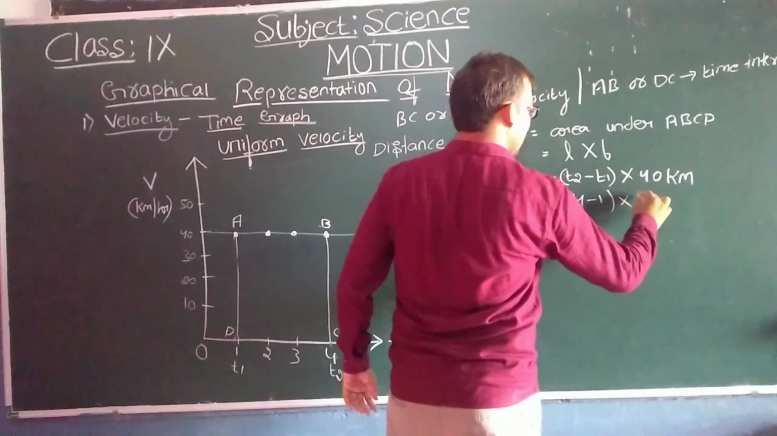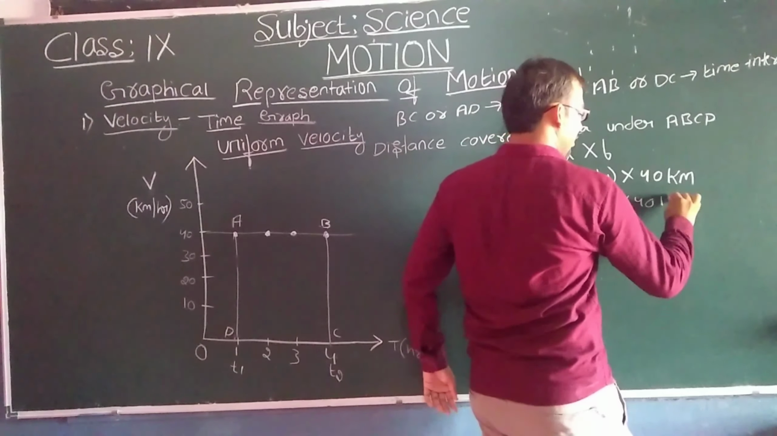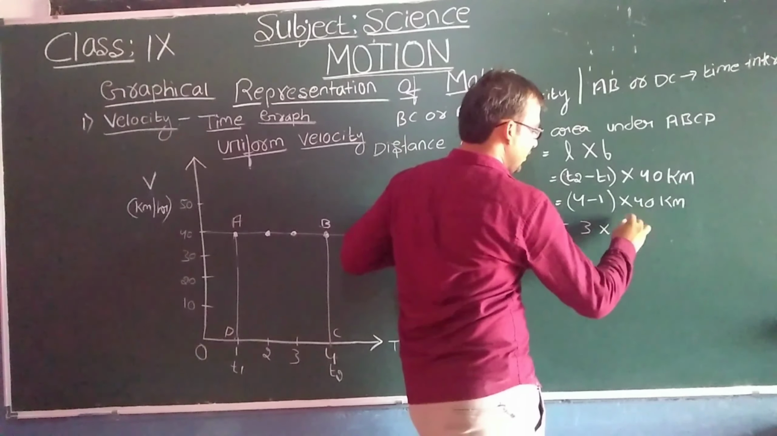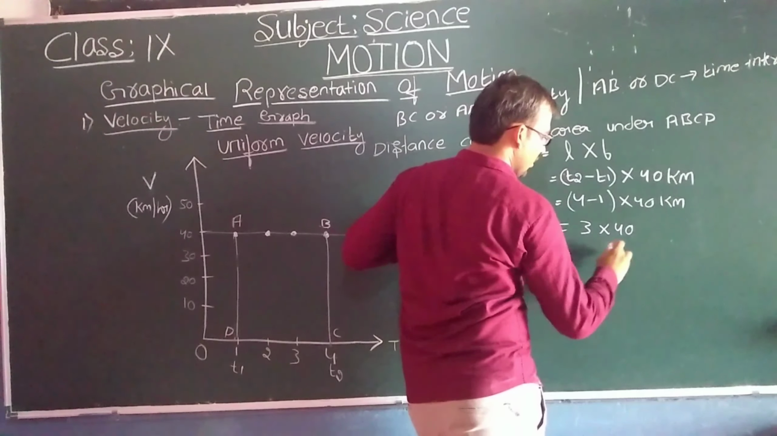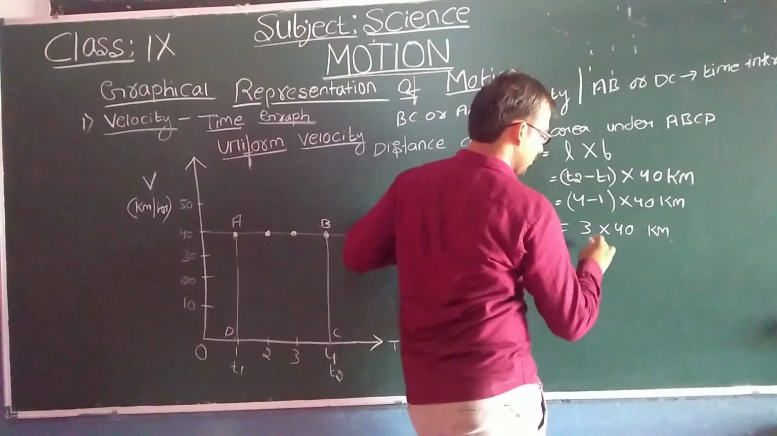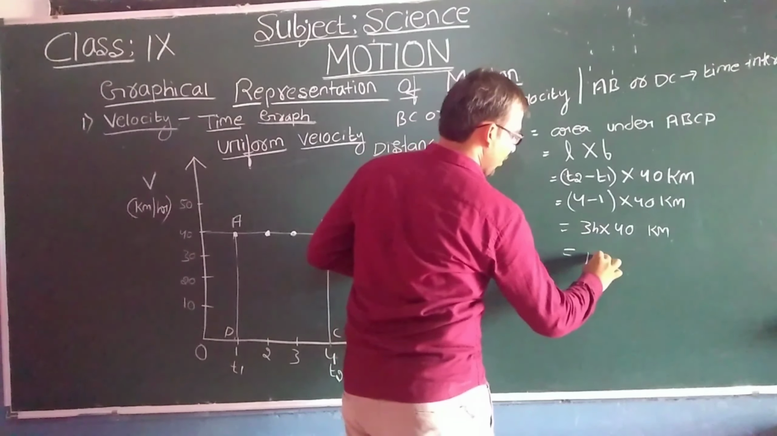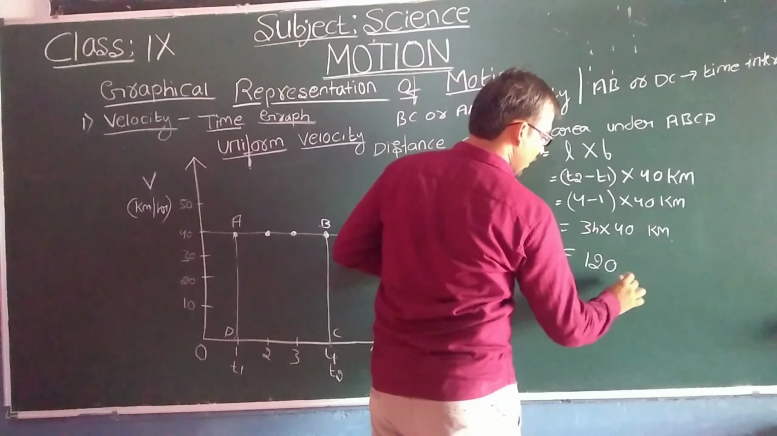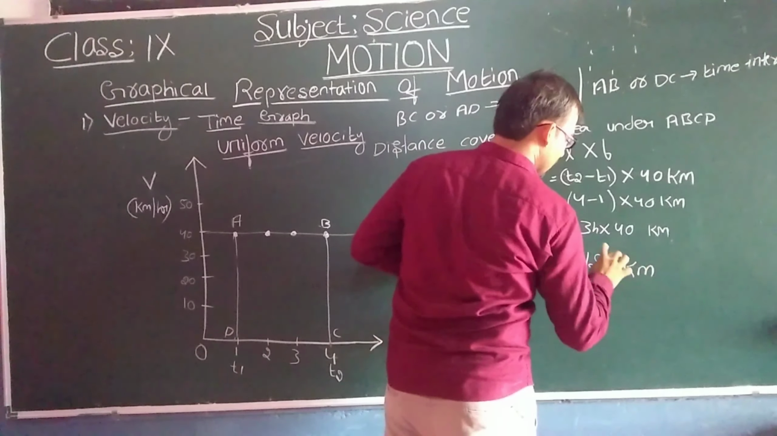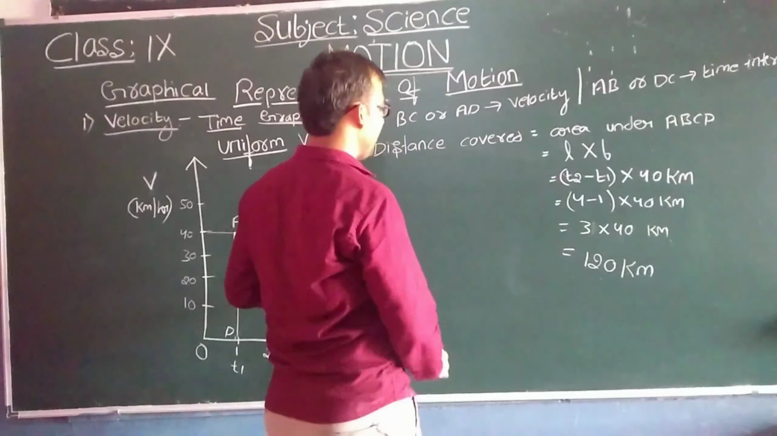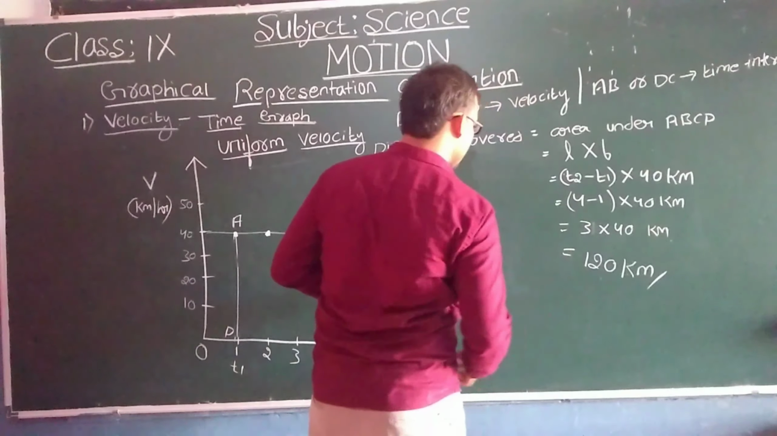So 40 kilometer per hour, and 4 minus 1 is 3. 3 fours are 12, and a 0 here. So what is the distance covered? 120 kilometer.